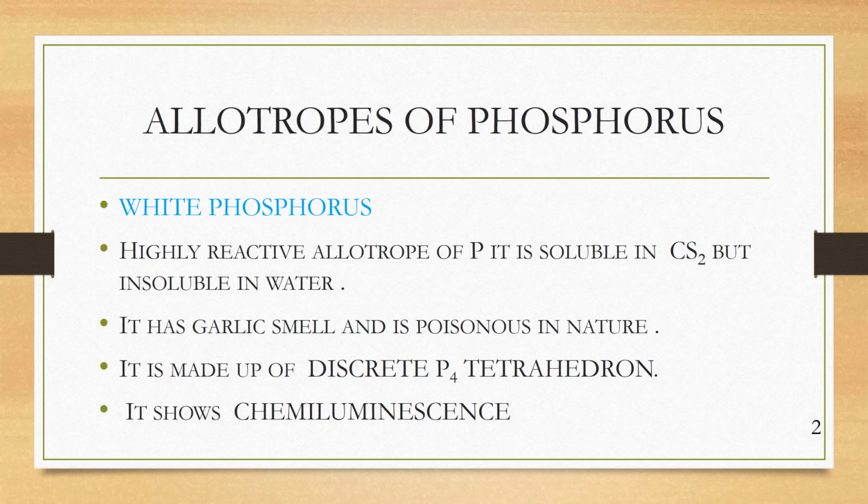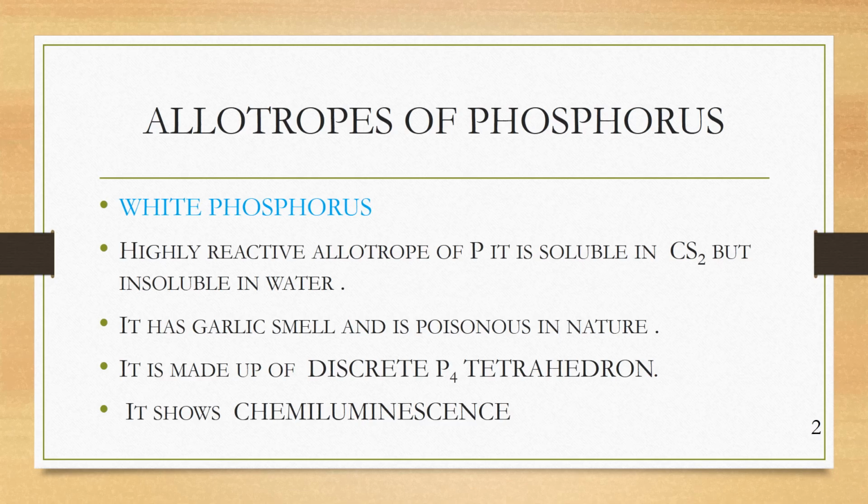White phosphorus has a garlic-like smell and is poisonous in nature. When we check the structure, it is made up of independent tetrahedron structures. These structures are otherwise referred to as discrete P4 tetrahedra.